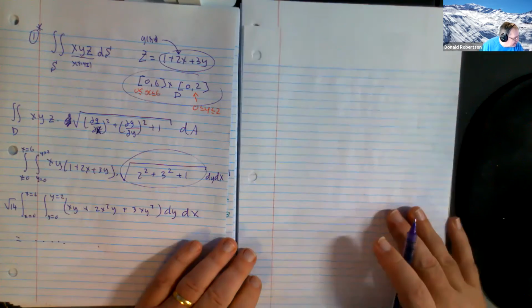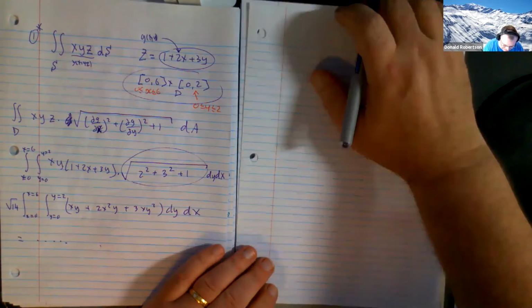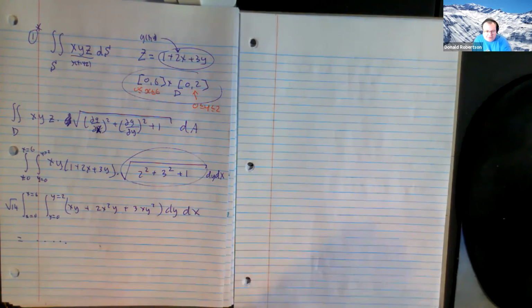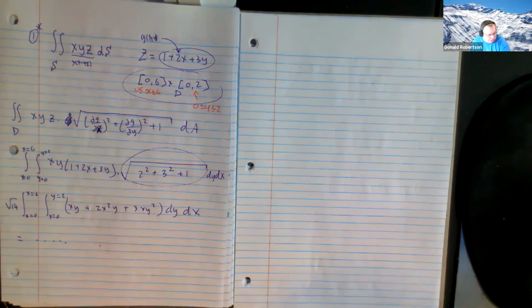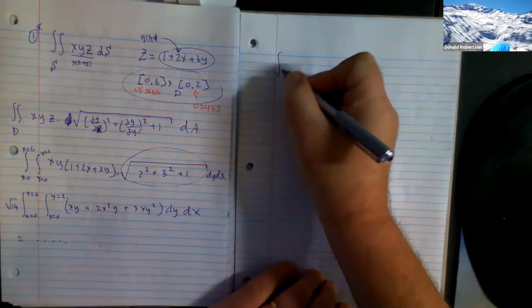The last one, most of the messy stuff has been done. They're going to tell you Z, so I don't need to figure it out. And they're going to tell you D, so I don't need to figure it out. So what's the problem? This is the problem.